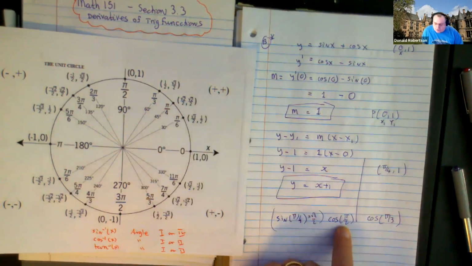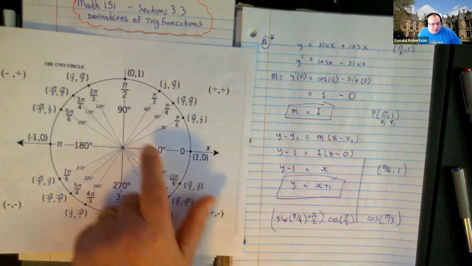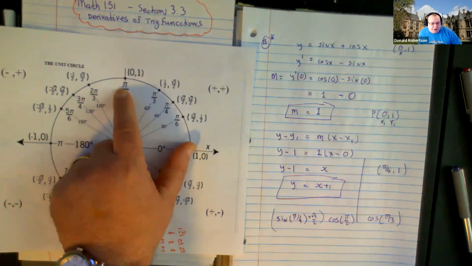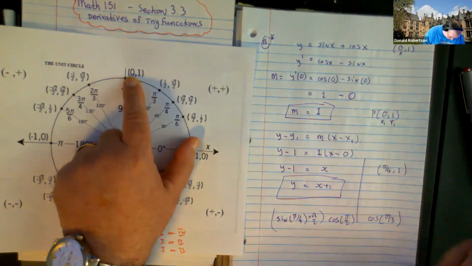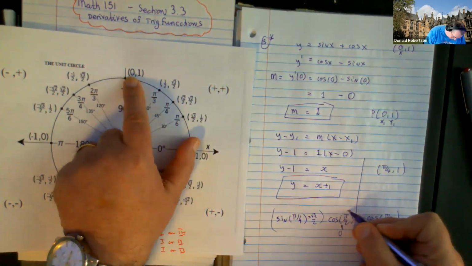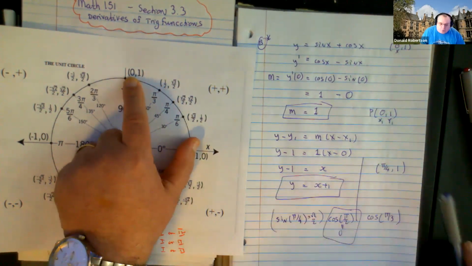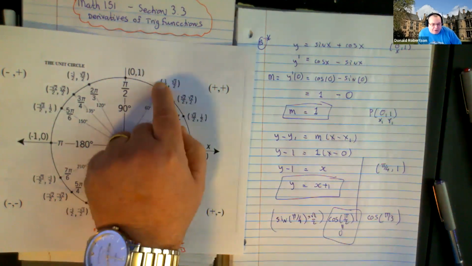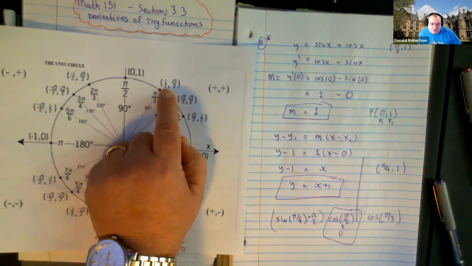And if I want to find the cosine of pi upon 2, here is pi upon 2. And the cosine is the x coordinate, so that would be 0. If I wanted to find, say, the cosine of pi upon 3, this is pi upon 3. And is the cosine the x or the y?